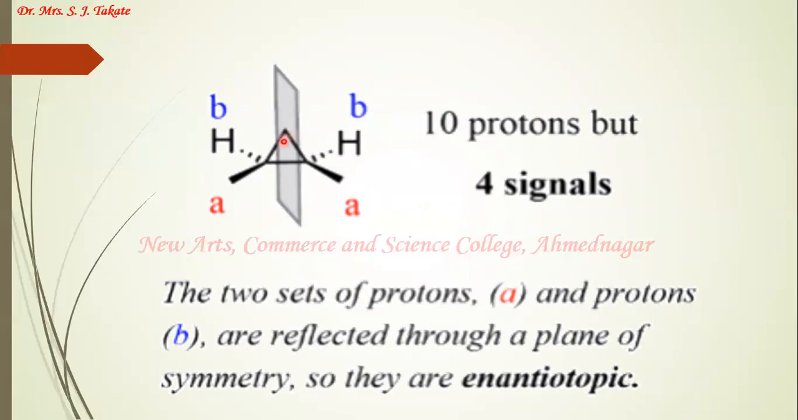Why are they different? If you look at this, you have a plane of symmetry here and an axis of symmetry is absent here. As there is an absence of an axis of symmetry, you will find that the 2 B protons are enantiotopic protons, and these A groups are also enantiotopic protons. So you get one signal corresponding to A protons, one signal corresponding to B protons, but these 2 methylene protons are not equivalent.